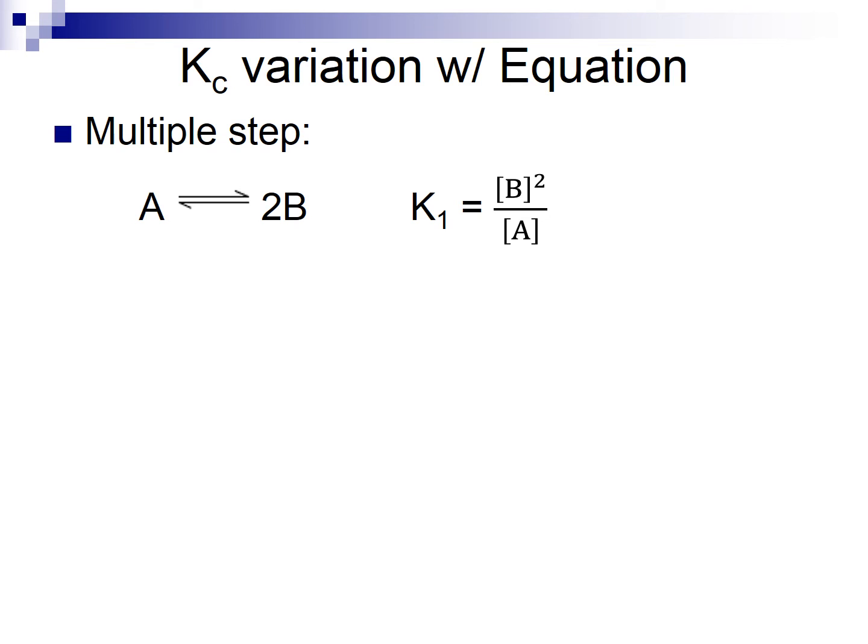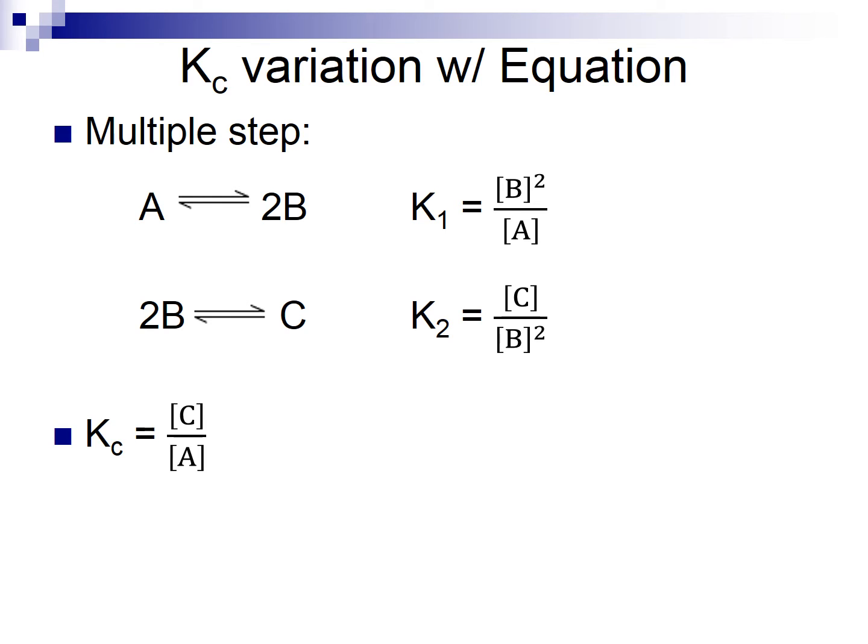If I have a multi-step process such that A reversibly produces 2B with a K1 value of B squared over A, and 2B producing C with a K2 value of C over B squared, I can find that Kc overall for a reaction of A producing C is going to have C over A. The Kc value overall numerically is going to be K1 times K2, because if I multiply K1 by K2, you'll notice that B squared cancels out because it's the numerator of the first and the denominator of the second, and that leaves me with the concentration of C over the concentration of A.